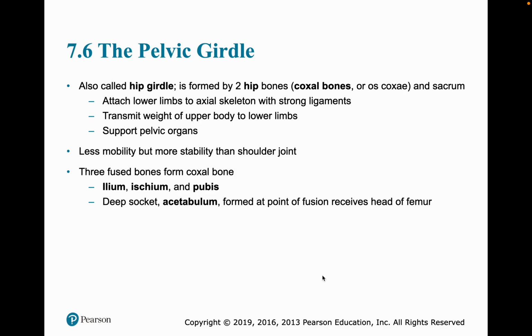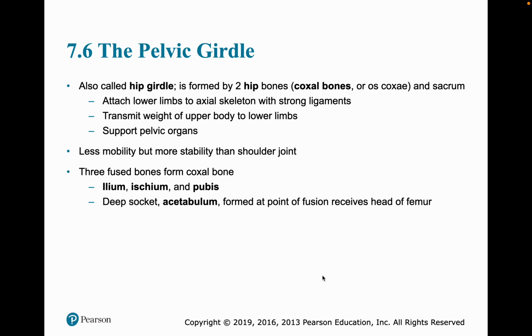So we're at the pelvic girdle and the legs, the lower limbs. The pelvic girdle is also called the hip girdle. It is formed by two bones called the coxal bones, or very commonly the os coxae, as well as the sacrum. It attaches the lower limbs to the axial skeleton with very strong ligaments, transmits the weight of the upper body to the lower limbs, and supports our pelvic organs. It is less mobile but much more stable than the shoulder joint, we'll see, even though they are both ball and socket joints.